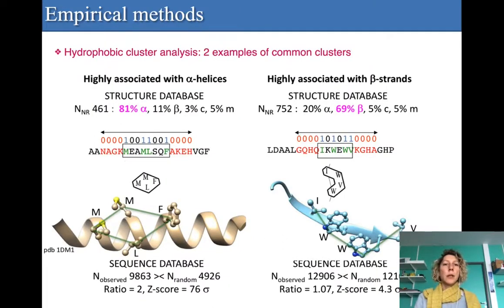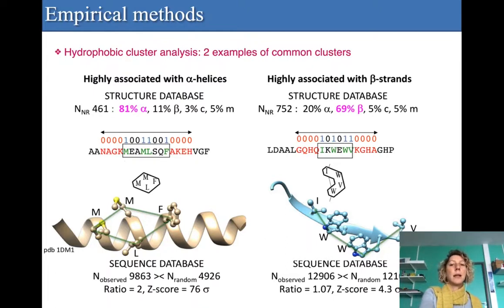Okay, so two examples here of common clusters. For example, you have an archetype of alpha helix, an archetype of beta strands. Okay, so what you can see here is that you can encode the hydrophobicity and the belonging, let's say, to the secondary structural element with 0s and 1s. And so again, you have the pattern that corresponds to either the strand or the helix, and really the residues that allow you to identify those structures.